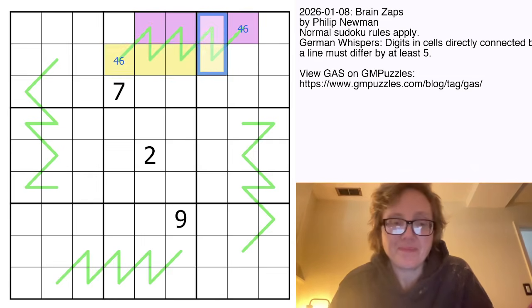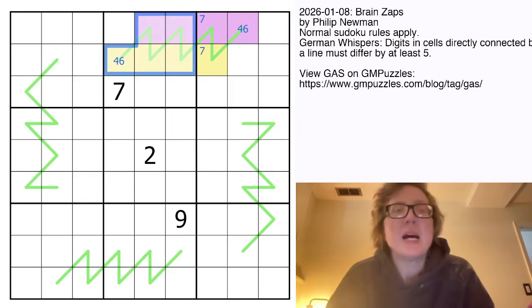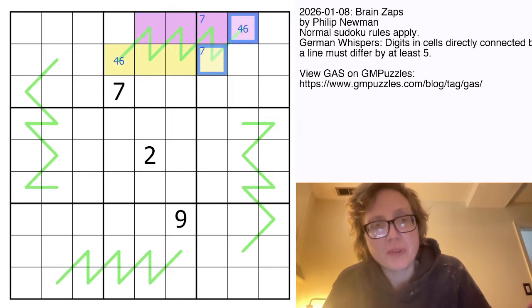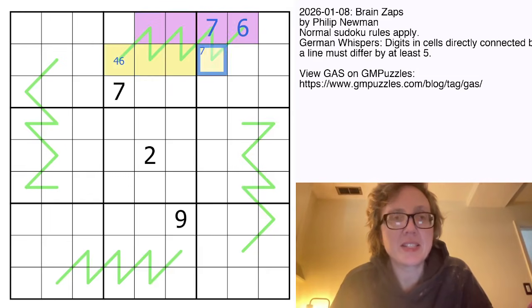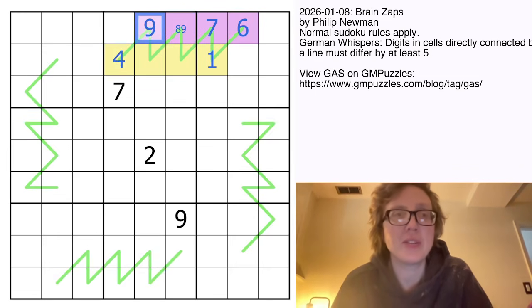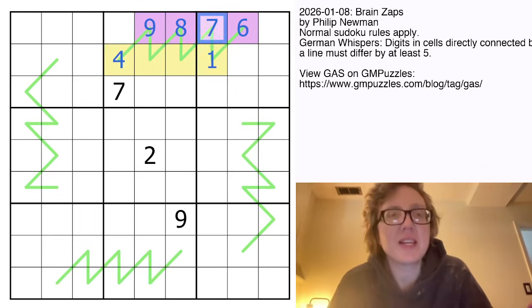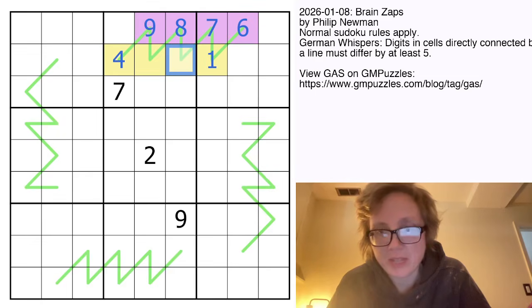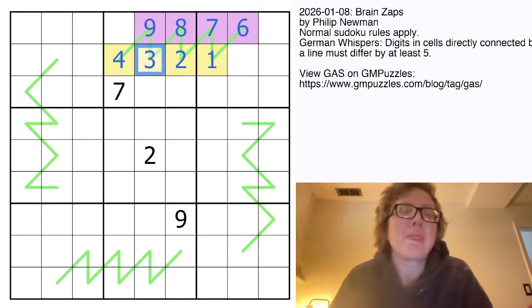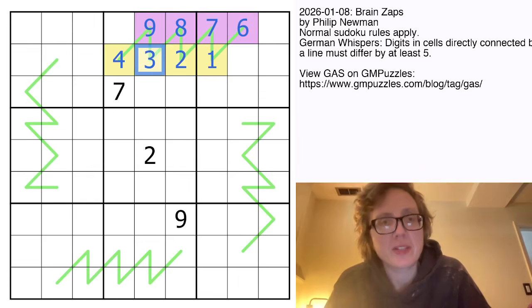So the 7 has to go there or there, because there's already a 7 in this region. However, 7 cannot go next to 4 or 6, so the 7 must go there, which tells us that this is high. This is 7, this is 6, these are 8 and 9. That's our 4, so there's our 9 and our 8. 7 can only go next to 1 or 2. 3 is only 4 away from 7. It's too big. So that's going to be a 2, and that's going to be a 3. And that's what's going to get us started.